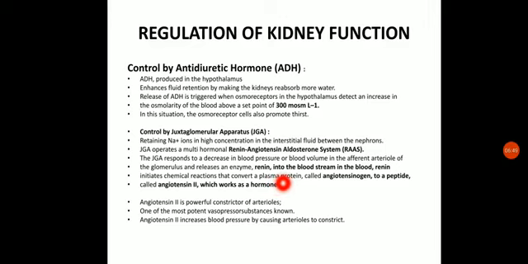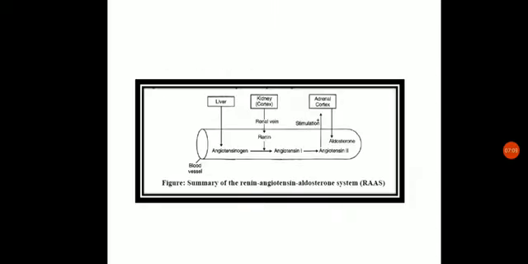Okay, so we can see the JGA releases an enzyme, that is renin, into the bloodstream. This renin initiates a chemical reaction that converts the plasma protein angiotensinogen to a peptide, that is angiotensin 2, which works as a hormone. Angiotensin 2 is a powerful constrictor of arterioles, one of the most potent vasopressor substances known. Angiotensin 2 increases the blood pressure by causing arterioles to constrict. This is what we have seen.